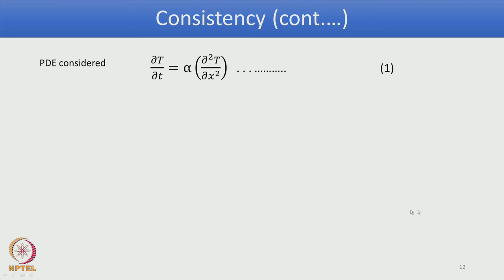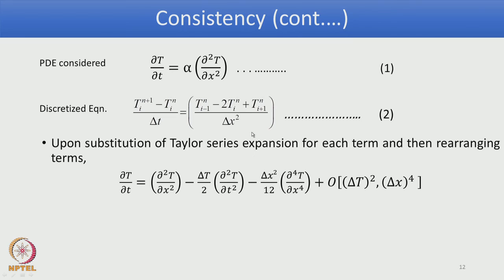So, the original PDE considered is given here, and the discretized equation, forward in time and central in space, is also given here. Then upon Taylor series expansion for each of the terms, substituting and rearranging, we get an equation like this. Now, what do we do to understand consistency? Consistency definition: if delta t and delta x go to 0, then the original PDE should be recovered.